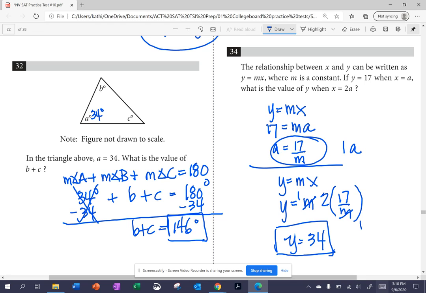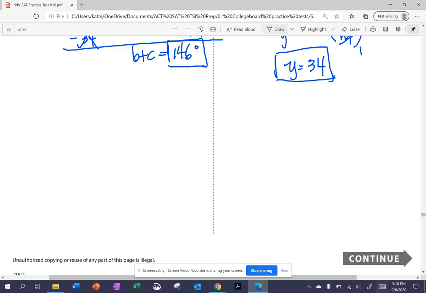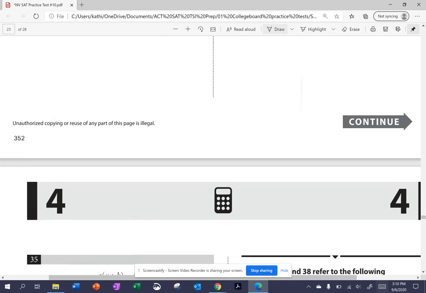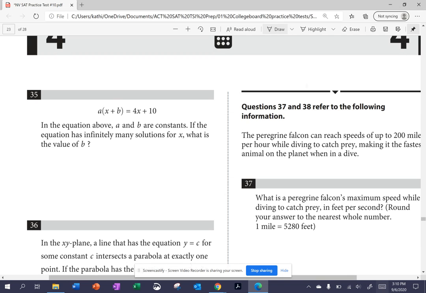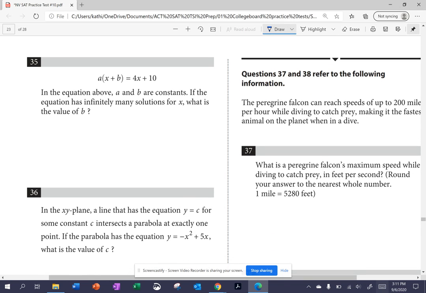Last page. We're almost there. 35. In the equation above, a and b are constants. If the equation has infinitely many solutions for x, what is the value of b?